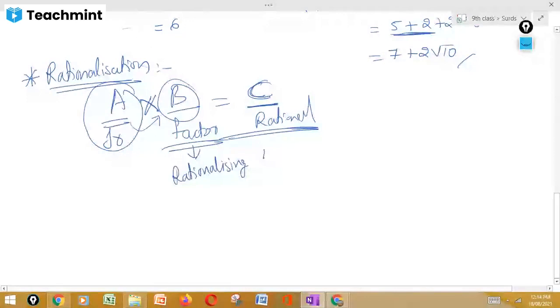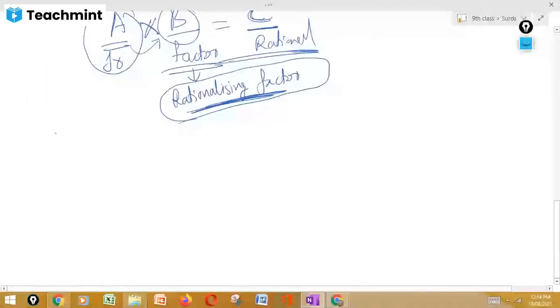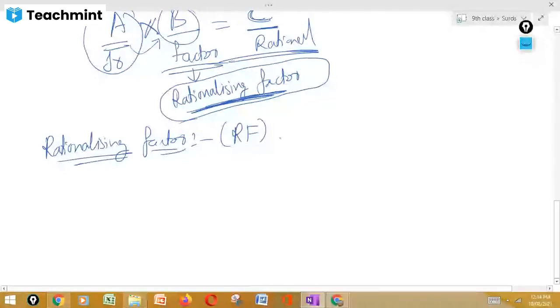Okay, we call it as a number we have multiplied to the irrational number. That number which we have multiplied to the irrational number is called the rationalizing factor. What do we call that? Rationalizing factor. Okay, now here this is the rationalizing factor. This rationalizing factor, in short, we call it as RF. What do we call it in short? RF. Okay.